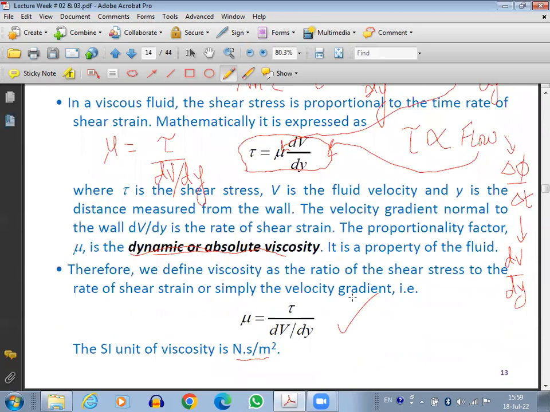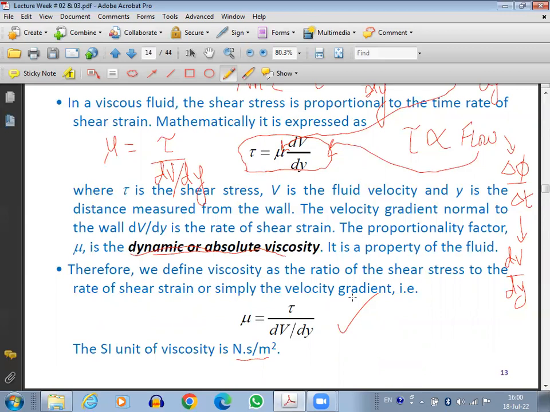Unit of viscosity is something you should memorize. So consequently, you have to memorize this formula, tau equals mu dv by dy. It's a very simple formula, but you're going to use it a lot in different problems. When you solve a lot of numericals related to it, automatically it's going to be memorized in your head. But in case you are not able to memorize it, still I will ask you to memorize it.